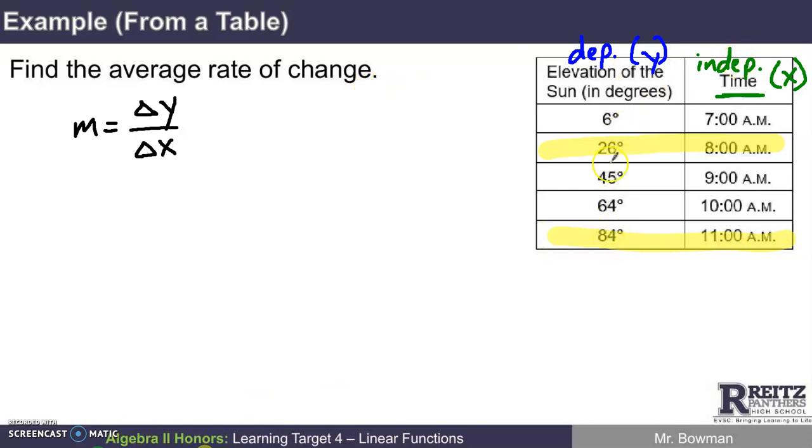The change in y, then, would be something like 84 minus 26. The order you choose to do this in does not matter. If you'd written 26 minus 84, then you would get a different sign on your delta x as well, and we would get the same answer. For a change in x, since I did 84 first, I'd better do 11 minus 8.